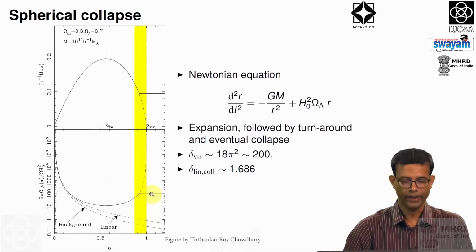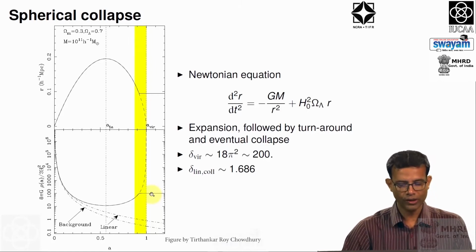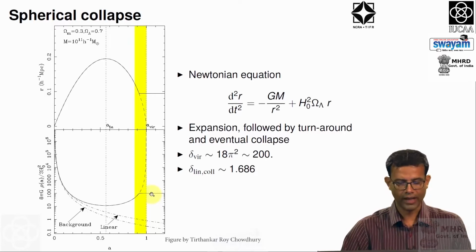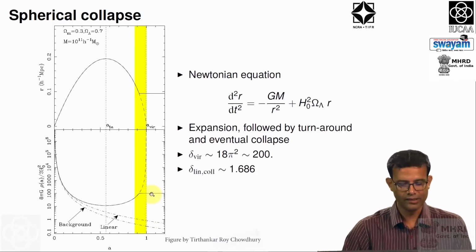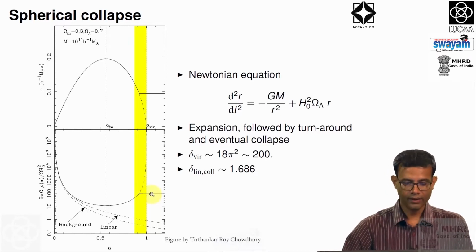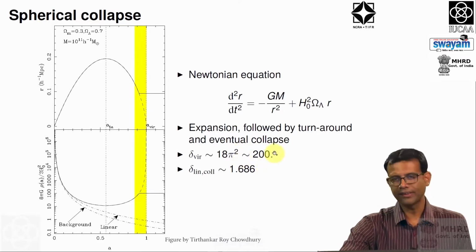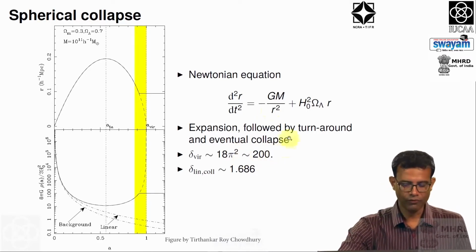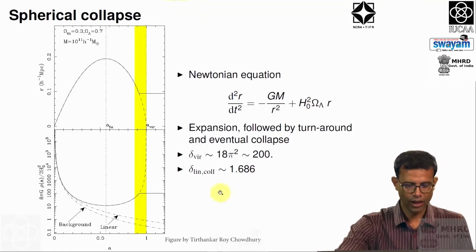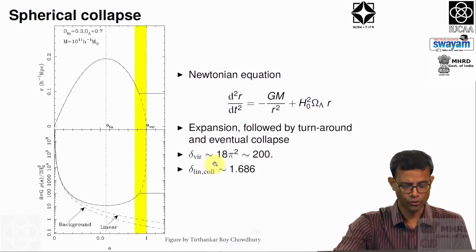or it is of the order of 200. Okay. Strictly speaking, the density contrast in case of a universe which has no cosmological constant or dark energy, the so called Einstein de Sitter universe, at virialization will be exactly 18 pi square minus 1. Okay. But in general it is somewhere between 150 to 200, depending on how you define the virialization and what cosmological parameters you choose.